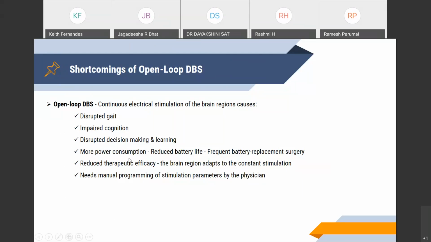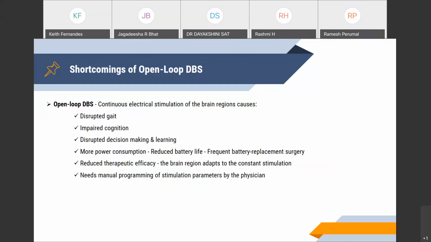It demands more power consumption because the electrical stimulation is continuous. So obviously the battery life may reduce. Of course, there are some research efforts to make a rechargeable stimulator. So when the battery life is low, definitely we need to go for a battery replacement surgery. Of course, the surgery is very critical. So it's a very important point on the negative side of conventional deep brain stimulation, along with reduced therapeutic efficacy. So if the brain has the power to adapt to any external stimulus.